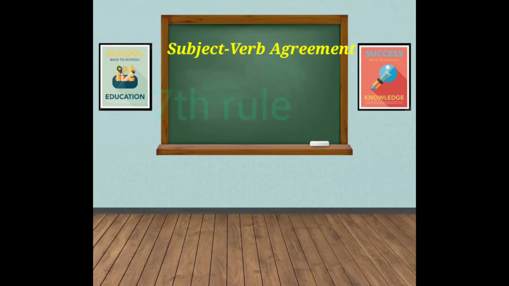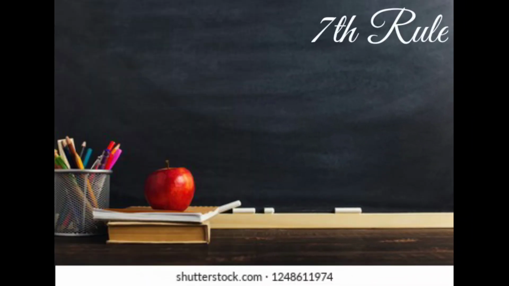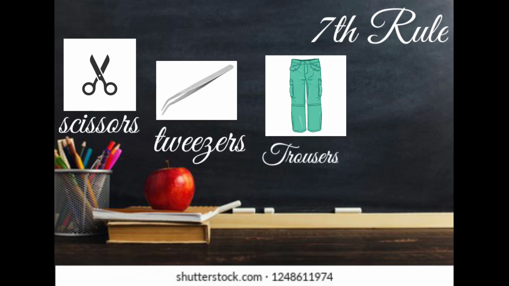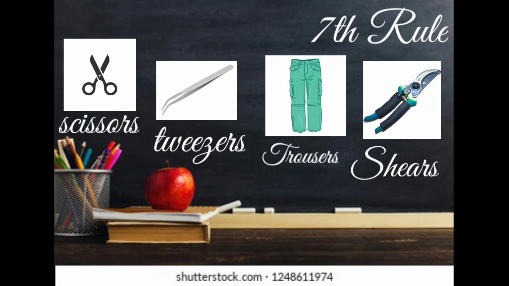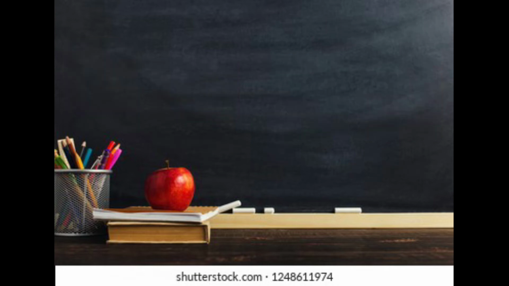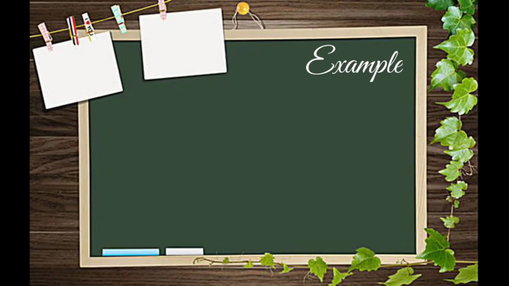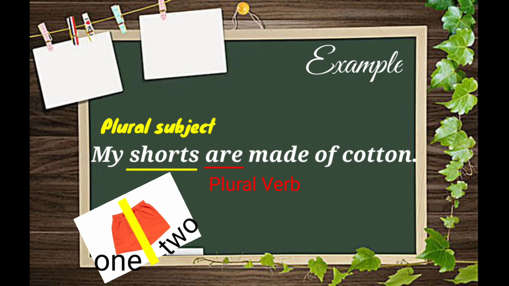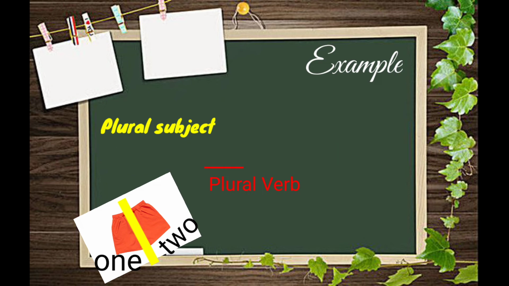Now, let us proceed with the seventh rule. Seventh, words such as scissors, tweezers, trousers, shears, and the like are always considered plural. Example, my shorts are made of pure cotton. Shorts is a plural subject and are is a plural verb. Those things come in pairs, so you should always use the plural form of the verb when they are used as a subject.